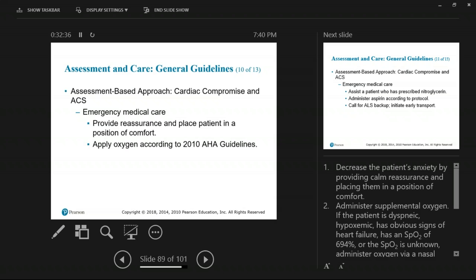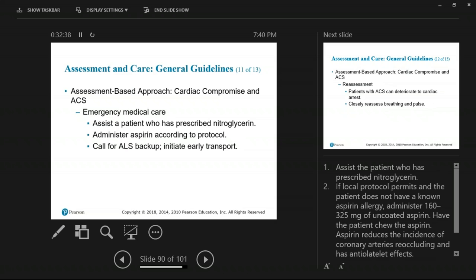Now, hypoxia, according to the 2010 guideline, has to do with the 94%. Unless they're below 94%, they don't want you giving oxygen to somebody that has acute coronary syndrome. So if they're at 94, 95%, life is good. If they're under that, give them 2 liters of oxygen by nasal cannula. Okay, so assist them with their prescriptions.